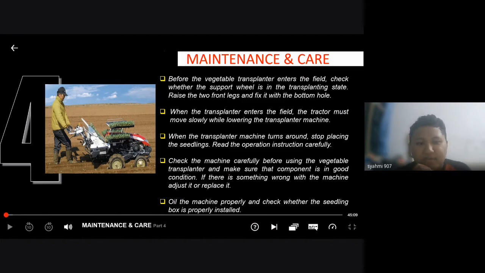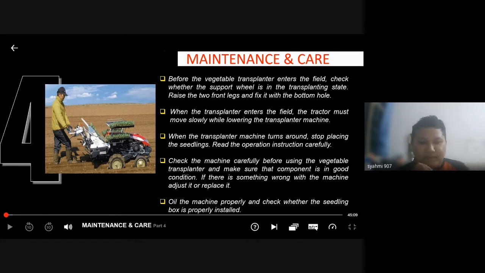And the next is when the transplanter machine turns around and stops placing the seedling, read the operation instruction carefully. The next is check the machine carefully before using the vegetable transplanter and make sure the components are in a good condition. If there is something wrong with the machine, adjust it or replace it. And lastly, oil the machine properly and check whether the seedling box is properly installed.